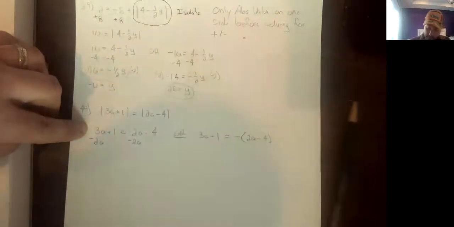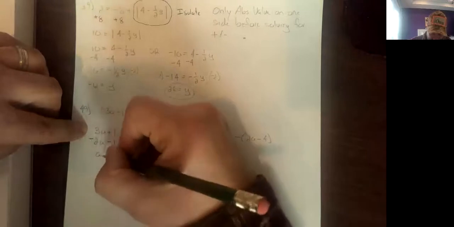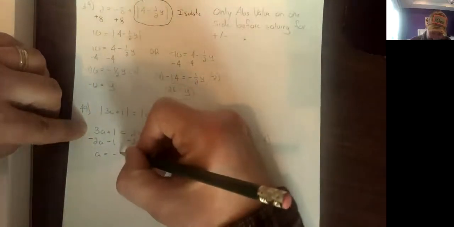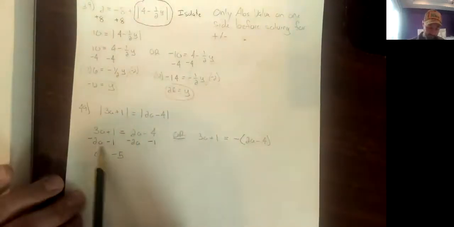I am going to move my 2a over here, and I'm going to move my 1 over here. Again, you can start doing these all at the same time if you're comfortable with them. So when I move, I automatically have 1a over here. So my answer is what my value is. And it happens that I'm taking negative 1 and negative 4, I get a negative 5. So one answer is a equals negative 5.